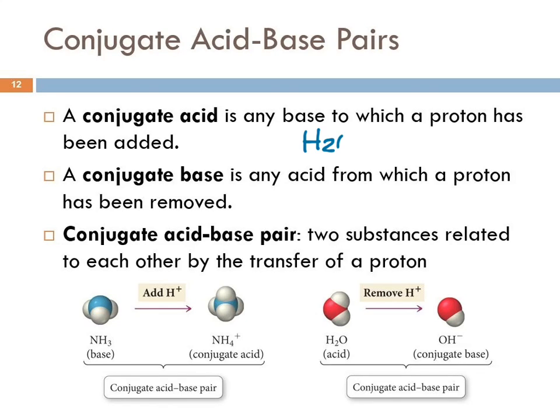So if we look at water as the base instead, since here it was the acid, what's the conjugate acid? Water is the base. What's the conjugate acid? H3O plus. So that's the conjugate acid. The only difference between these is an H plus. The acid has it, the base doesn't. Any questions?